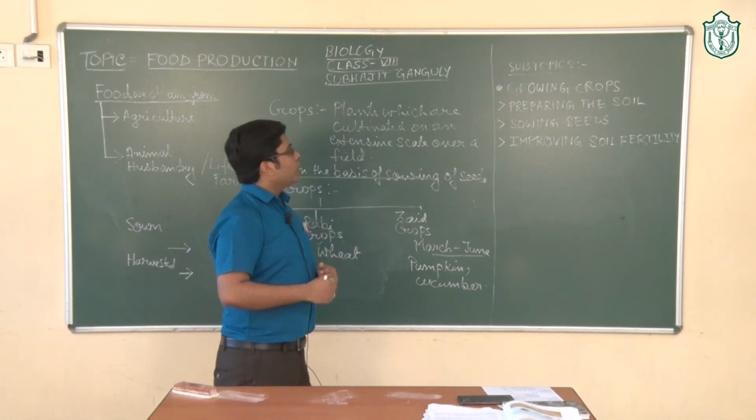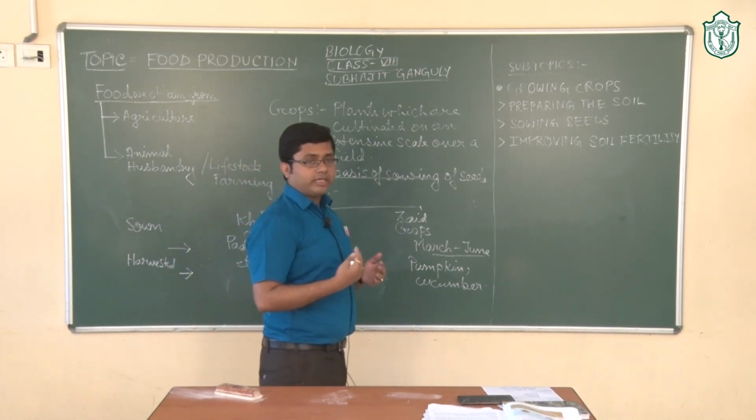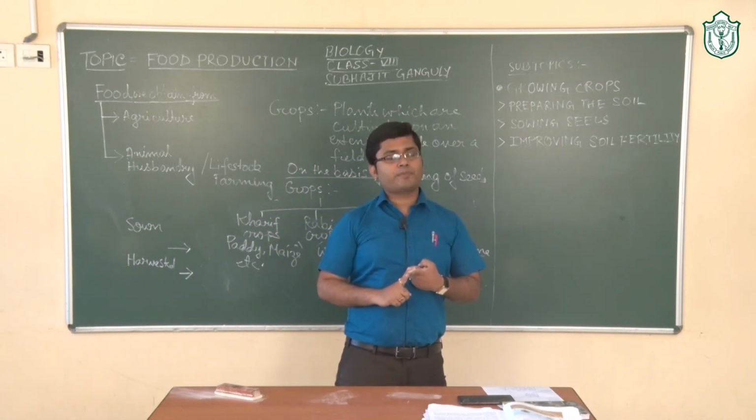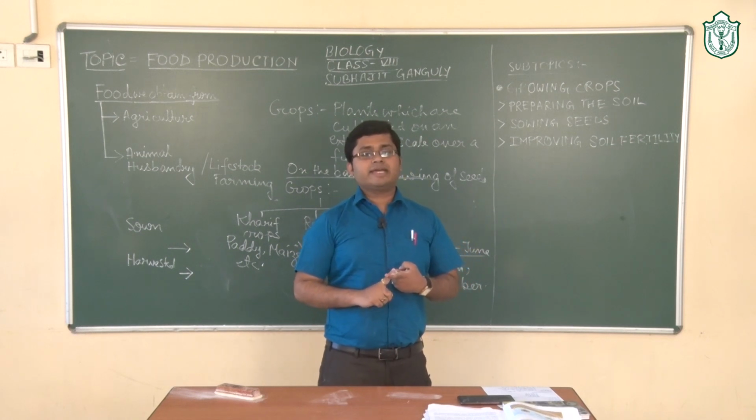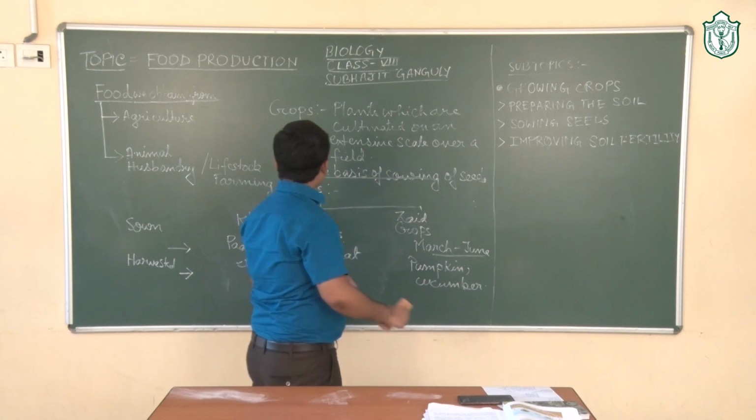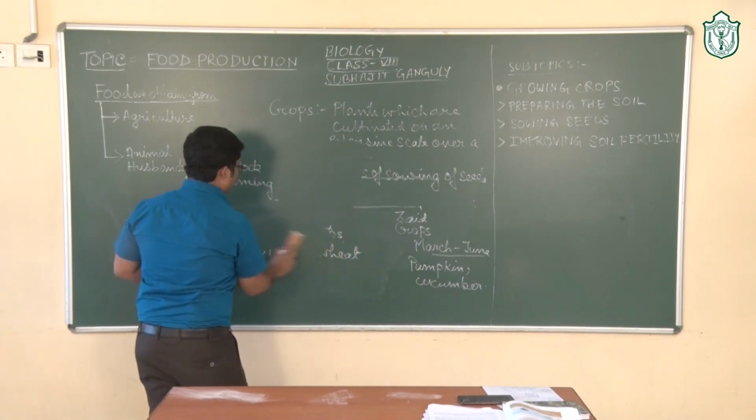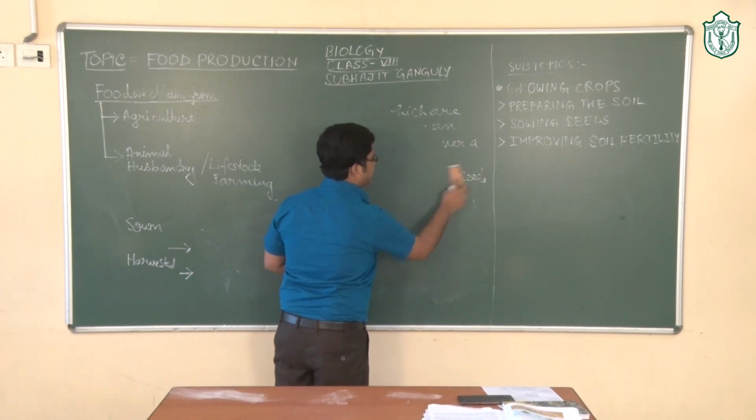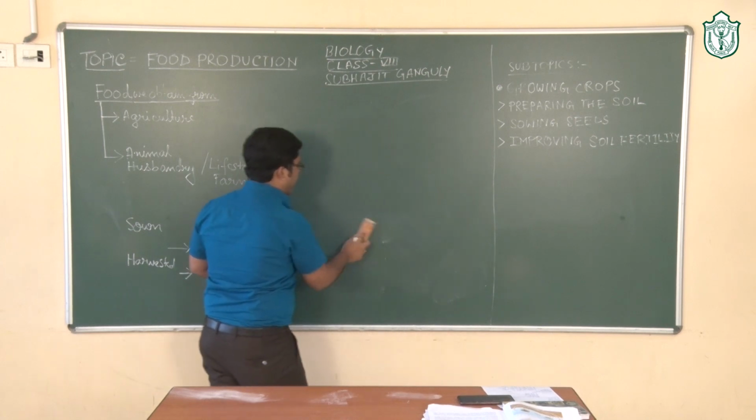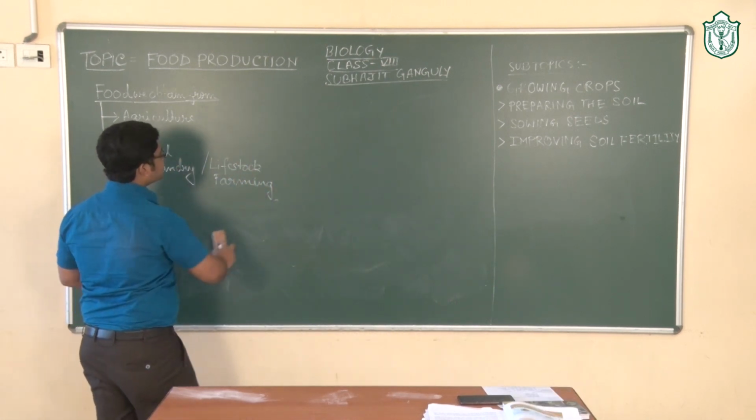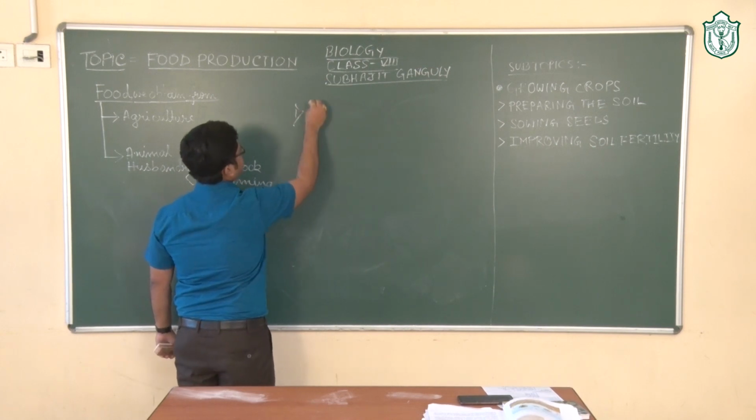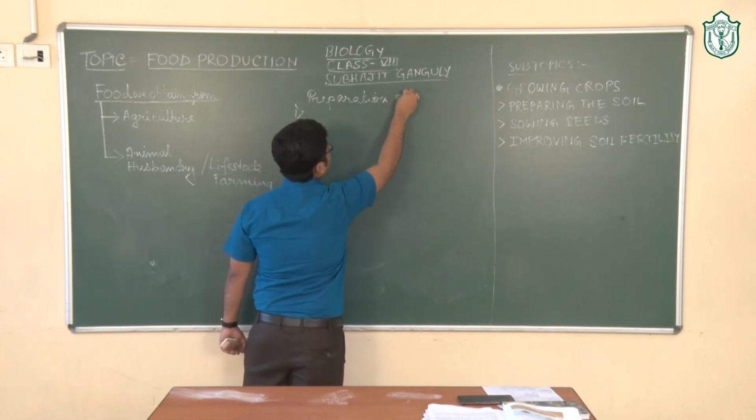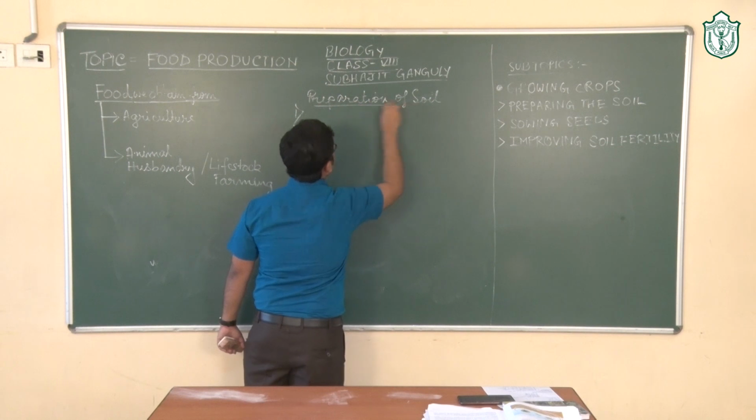Now, in the next part we are going to learn how we can grow crops. For growing crops, the first essential step is to prepare the soil. The preparation of soil for growing crops on a large scale can be broadly categorized under these parameters. And what are these parameters? How can we prepare the soil?